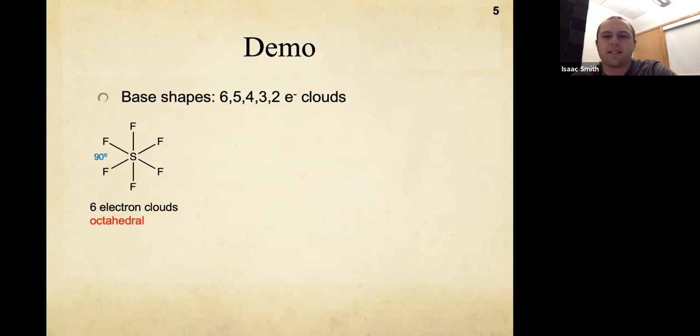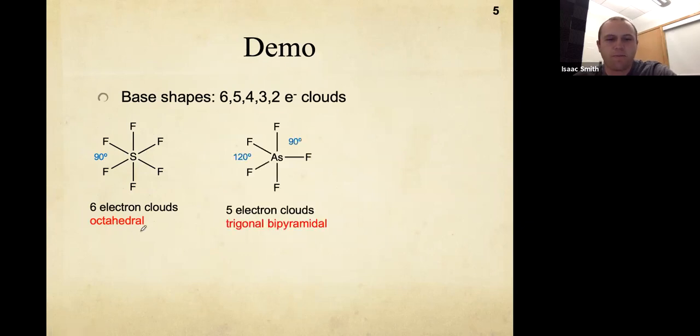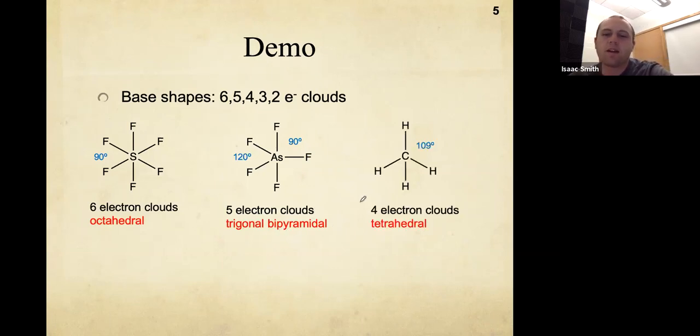So here are some basic or common shapes that you'll see. If you have a central atom with 6 different groups around it, it's referred to as octahedral. If it has 5 different electron clouds around it, again, these are atoms, right? A single bond or an atom would count as 1 electron cloud. So each fluorine here, or each bond here, counts as 1 electron cloud, so a total of 5 electron clouds. And it's called trigonal bipyramidal. Four groups, like we saw with methane, is called tetrahedral, and those are 109-degree angles, right?